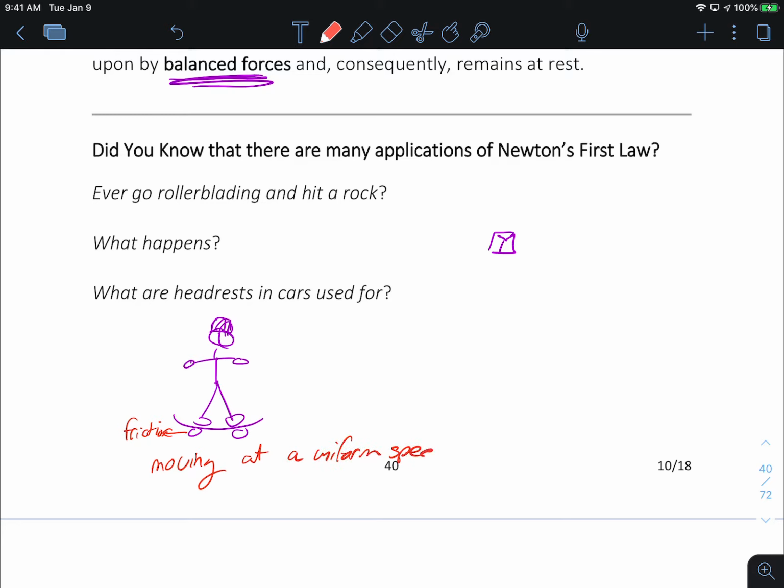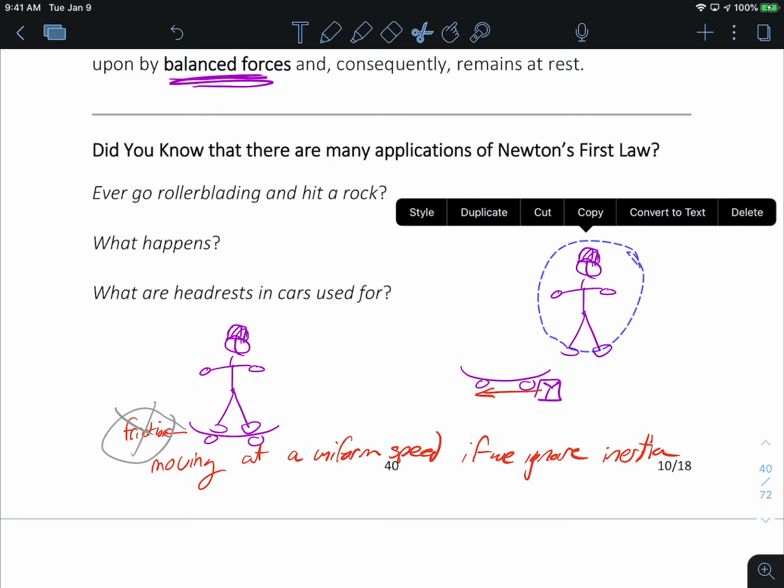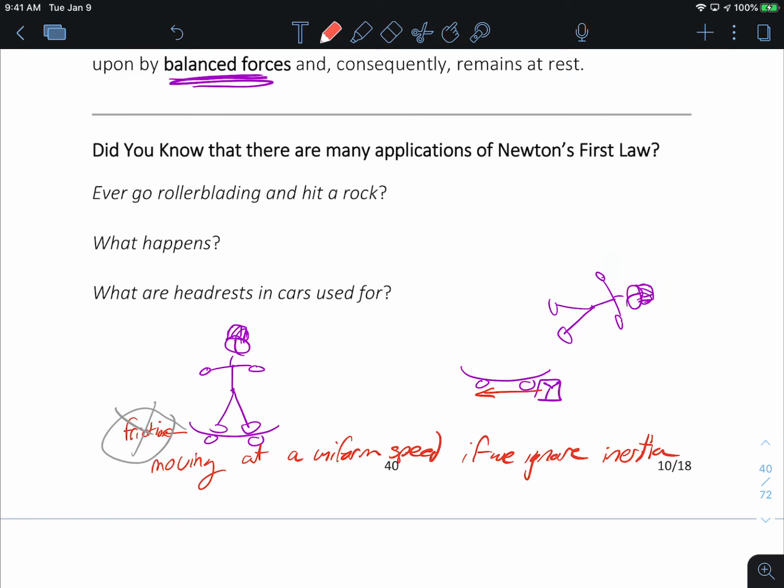what happens is that all of a sudden the rock exerts an unbalanced force. The rock exerts a force on the skateboard in the reverse direction, and the skateboard stops moving. Now, unfortunately, the person riding the skateboard does not have that force, and so they continue to move at a uniform speed. And so in this case, they're both moving at a uniform speed.